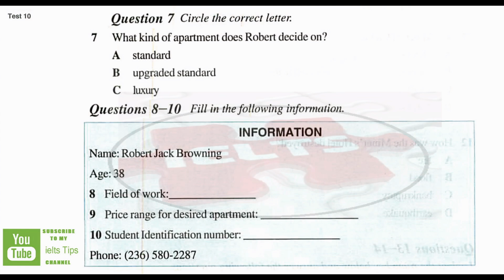Your student identification number, please? 45890. Could you repeat that? 45890. Lastly, could you leave us a phone number? Okay, it's area code 236 580 2287. Thank you very much. I will give you a call as soon as possible.